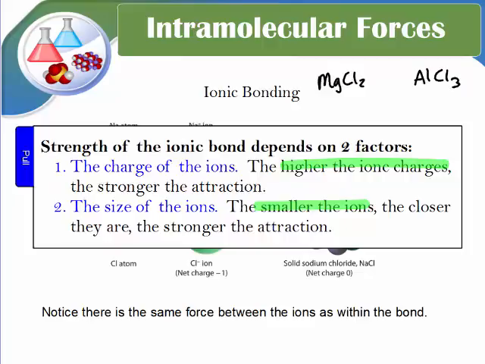So in this case, we have magnesium chloride and aluminum chloride. Magnesium's a +2, chlorine's a -1, aluminum's a +3, and chlorine's a -1. The absolute value of 2 times -1 is 2. 3 times -1, absolute value is 3. Therefore, aluminum chloride has higher charges, making its ionic bond stronger than magnesium chloride.